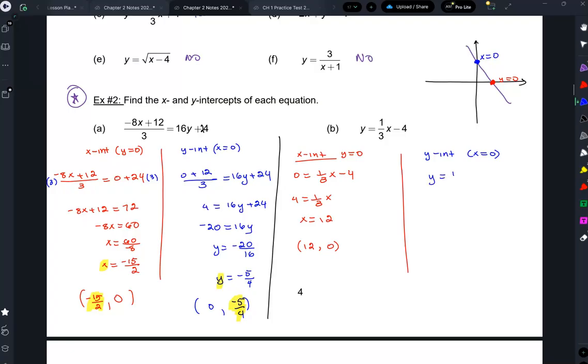Okay, so for this one, for the y-intercept, we're going to make x equal 0. So y equals 1 over 3 times 0 minus 4. y equals negative 4. Now, if you put in your answer space y equals negative 4, not full credit. Because if it's an intercept, it has to be in intercept form, in coordinate form. Okay? Isn't that cool? So there we go.